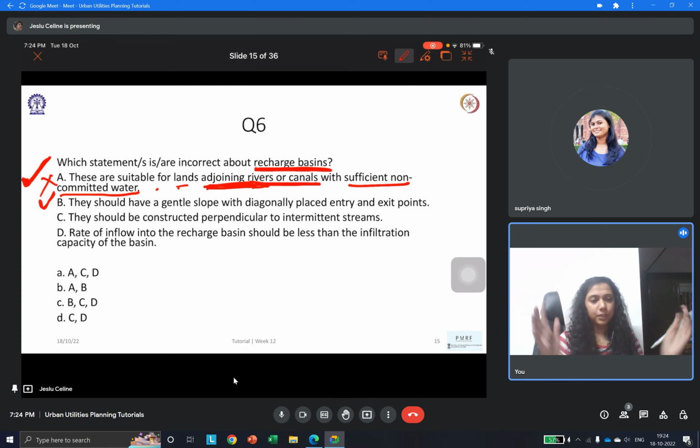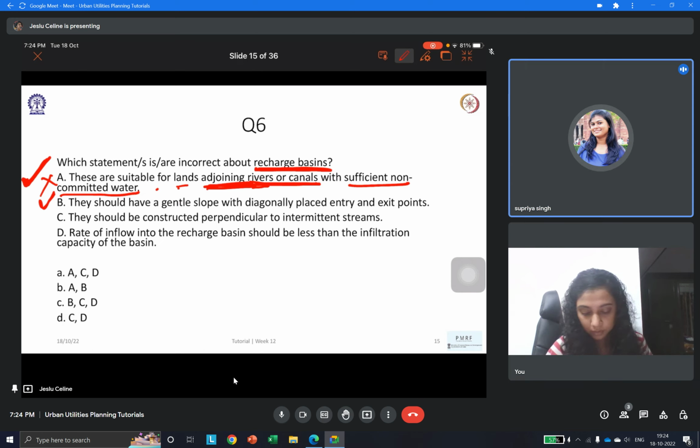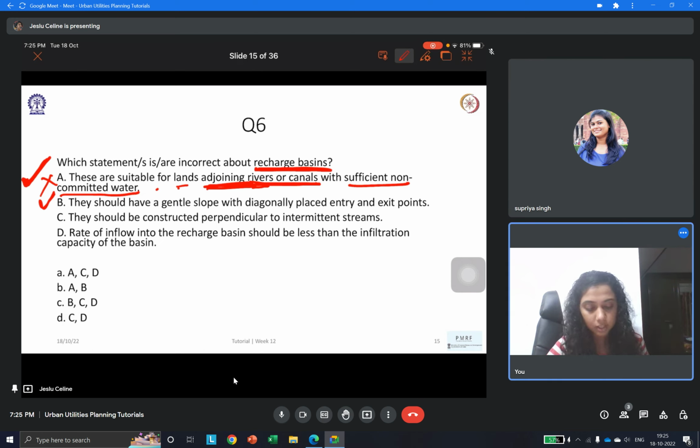Basically it's a basin, so at the entry and exit points you are allowing water to enter and to exit. If you need some movement to happen at the entry and exit points, you need a slope. If it is completely flat, there won't be a proper entry and exit point. The slope is what defines that this is an entry point and this is an exit point. Correct. Then option C, they should be constructed perpendicular to intermittent streams.